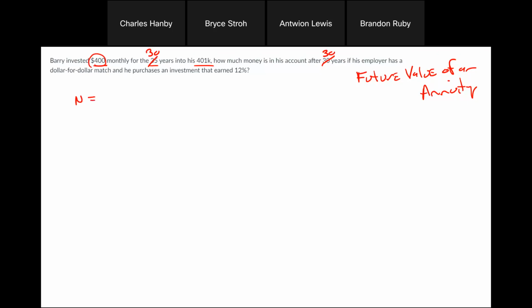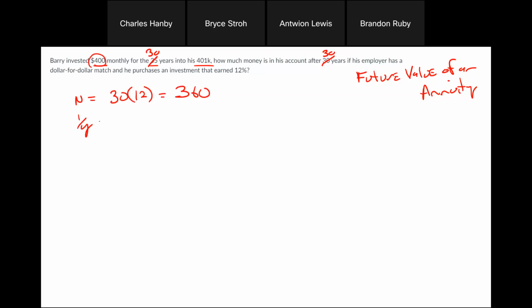If your employer by chance offers a match, you should do everything in your power to maximize that match, because that match is free money. If it's dollar for dollar, they're giving you a 100% return up to some certain percentage amount. So, 30 years monthly means there's going to be 360 deposits.